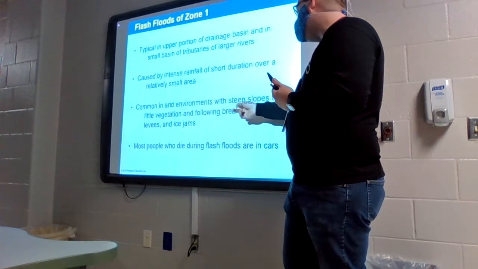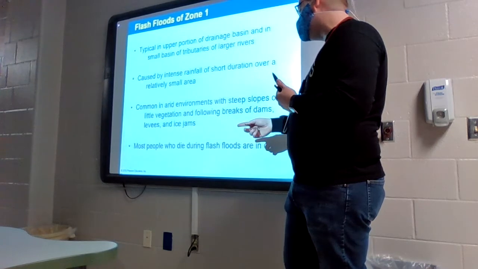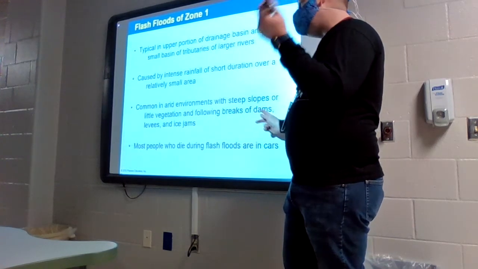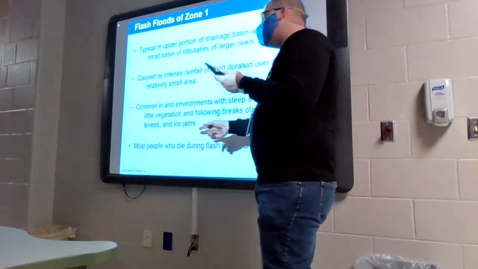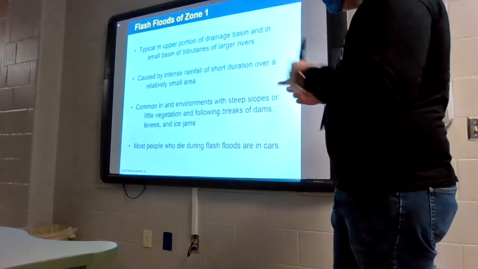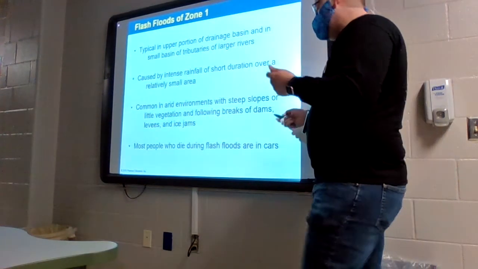Common in arid environments with steep slopes and little vegetation, following the breaks of dams, levees, or ice jams up in the mountains, then all your water's flowing downhill, and now you've got a flash flood problem.